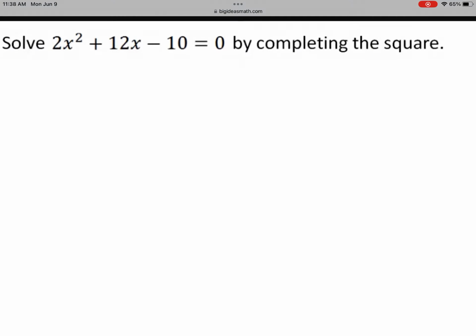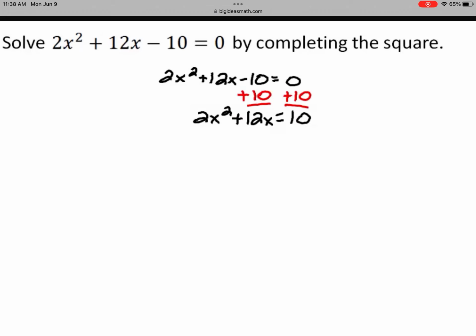Solve 2x squared plus 12x minus 10 equals 0 by completing the square. Begin by writing the equation. Then rewrite the equation so you can complete the square. To do this, first add 10 to each side, giving you 2x squared plus 12x equals 10. Before you complete the square, you must be sure that the coefficient of the x squared term is 1, so divide each side by 2, giving you x squared plus 6x equals 5.